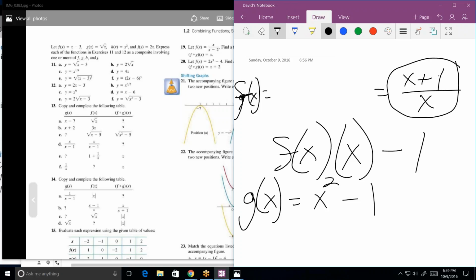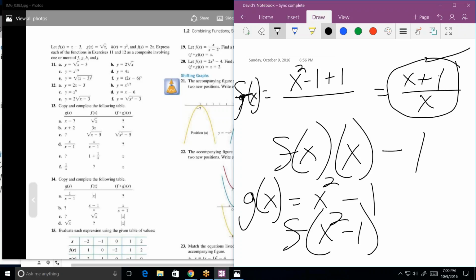Now, what is f of x squared minus 1? If f of x is this, which it is, and if I plug in x squared minus 1 for top and bottom, I get x squared minus 1 plus 1 all over x squared. That doesn't leave you with x. So that's not right.